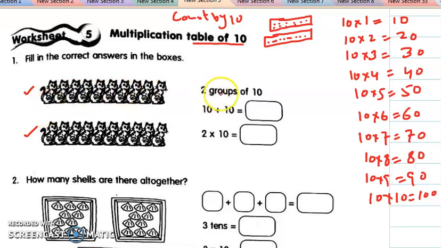So I can say there are two groups of 10. Two groups of 10 mean 10 plus 10. And 10 plus 10, if you do the total for them, it gives 20. Another way to write 10 plus 10 or two groups of 10 is 2 times 10. It gives 20.